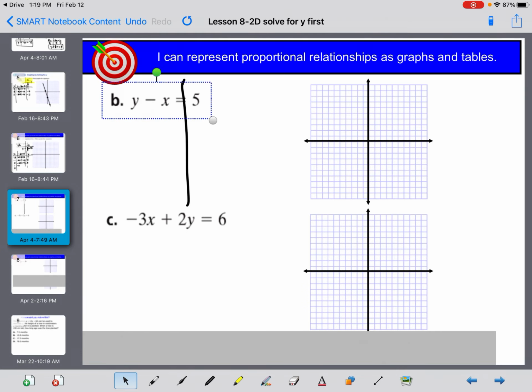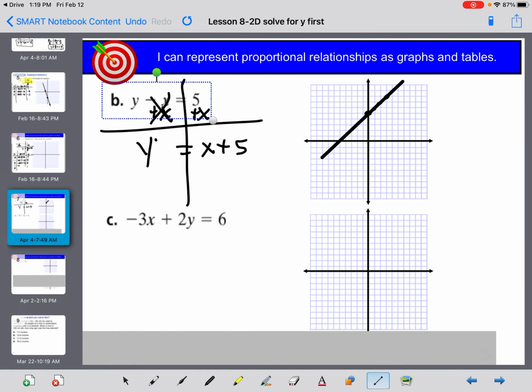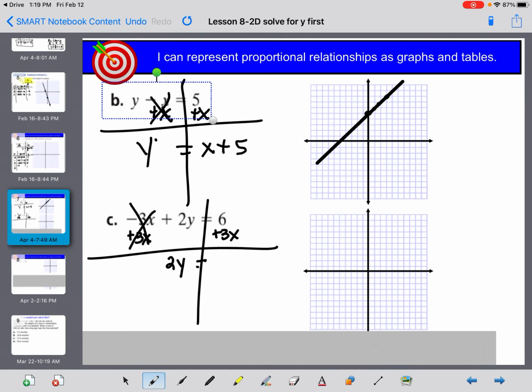Okay. So this one, you should add x to both sides. Y equals x plus 5, and then make a table and graph it. The table of this one looks like this. Okay, the next one. This one is a little trickier. We got to add 3x to both sides, and this goes away. You're left with 2y equals 3x plus 6. Then you need to divide both sides by 2.